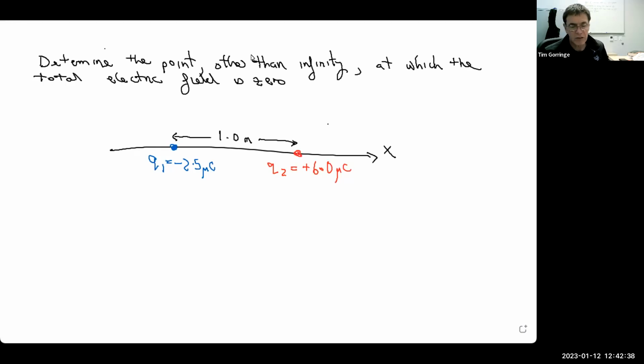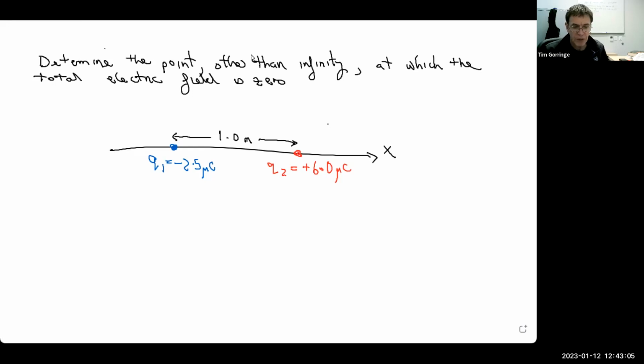I wanted to work through an example that involves the electrical field of a point charge, or electrical field of point charges, and also the principle of superposition: that the total electrical field of a collection of point charges is the sum, the vector sum, of the individual electrical fields of those individual charges.